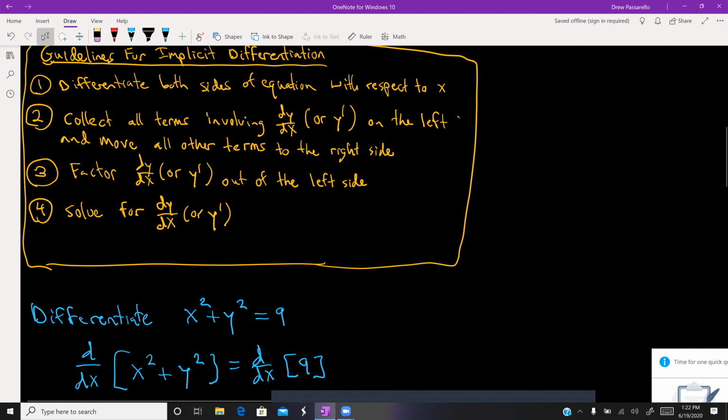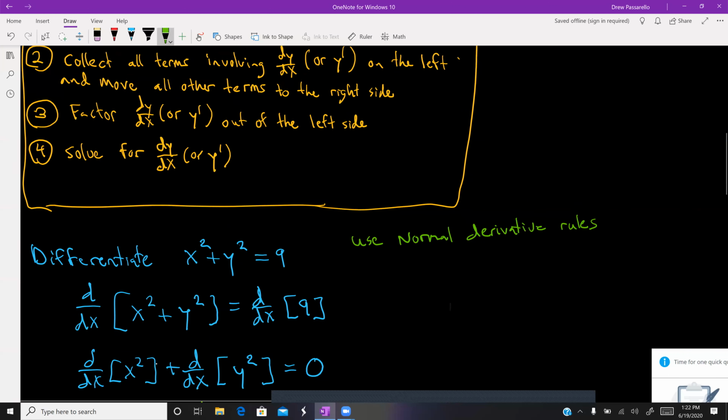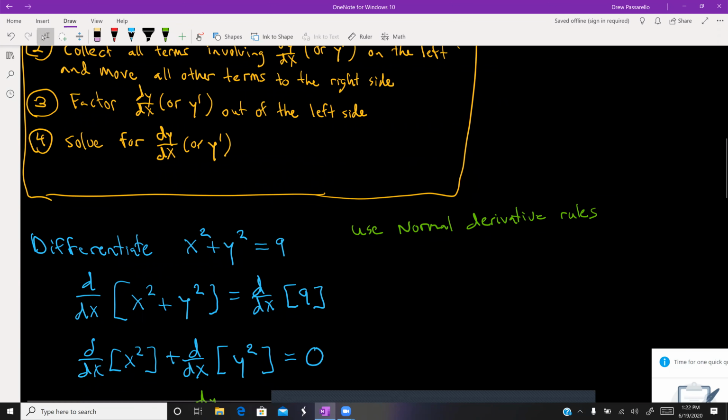Now the way you take the derivative, you use the power rule for these variables. Like the derivative of x squared, you just use the normal power rule. We're going to use the normal derivative rules. Nothing's different there. First, I separate it, so I'm taking the derivative of each term, x squared and y squared. Now the derivative of 9 is 0 because that's a constant.